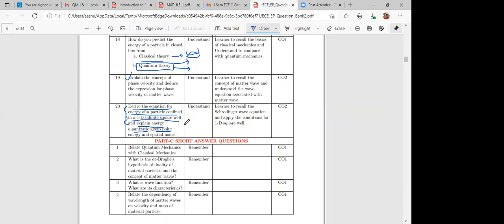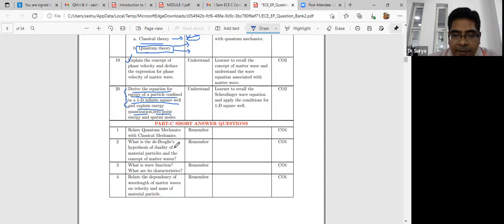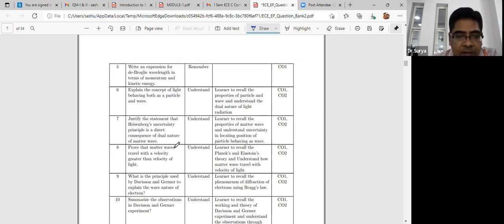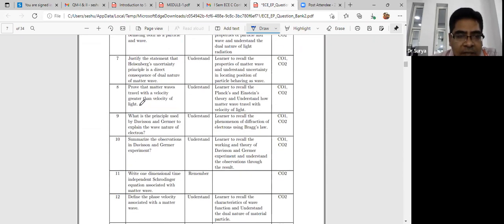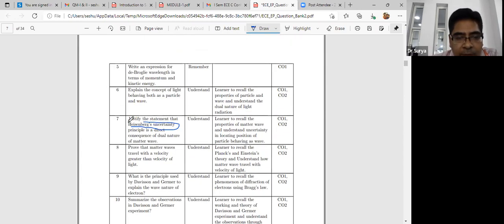Now, that will give the long answer questions. The long answer questions will be somewhat related to the short answer questions also. That is what relates quantum mechanics with classical mechanics, the differences between classical mechanics and quantum mechanics. Maximum of the questions will be repeated as short answer questions from the long answer questions. See here, there is a concept called Heisenberg uncertainty. This is not there in our syllabus. Anyway, we'll discuss these questions.